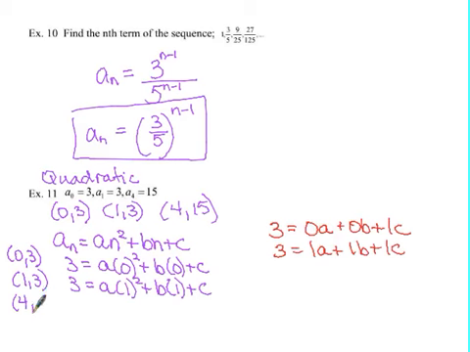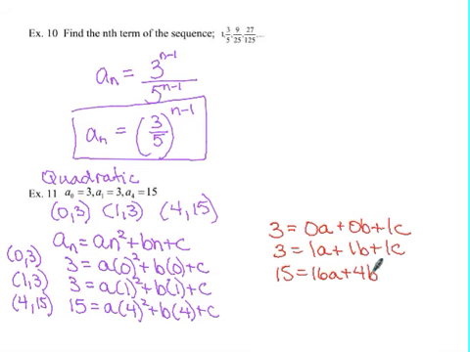Third point, 4 comma 15. 15 equals a times 4 squared plus b times 4 plus c. So I get 15 equals 16a plus 4b plus 1c. So my matrix A would be 0, 0, 1, 1, 1, 1, 16, 4, 1.